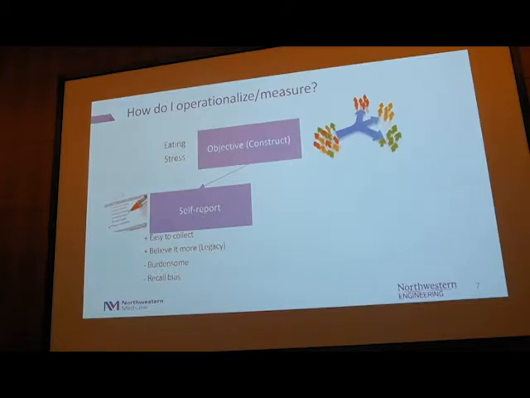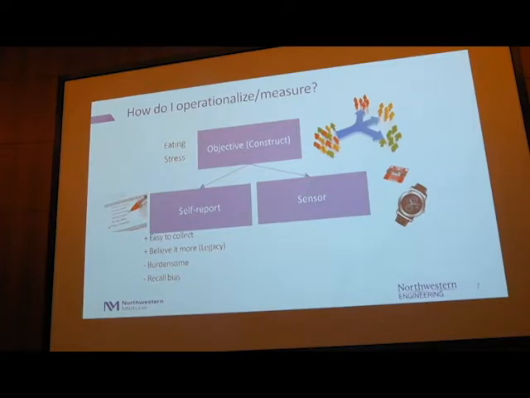They're easy to collect. We believe them a little bit more potentially, but they come with high burden and high recall bias. And so now there's this nice, beautiful technology that's going to solve all our problems. It's automated, it's potentially more accurate, and it has the potential to redefine how we measure these constructs and how we understand human behavior in general.